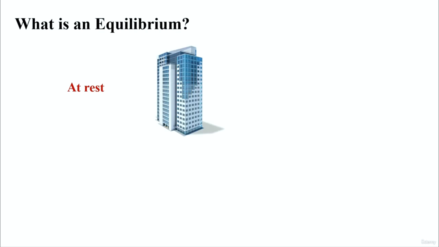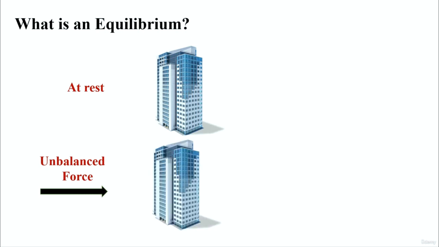The next term is equilibrium. As per Newton's first law of motion, an object stays at rest when an unbalanced force is not acted on it. An object stays in motion when an unbalanced force is acted on it. Similarly, the structure will remain at rest when there is no force acted on the structure. If there is an unbalanced force acting on the structure, then the structure will tend to move.